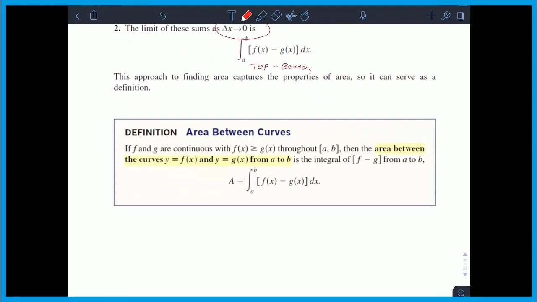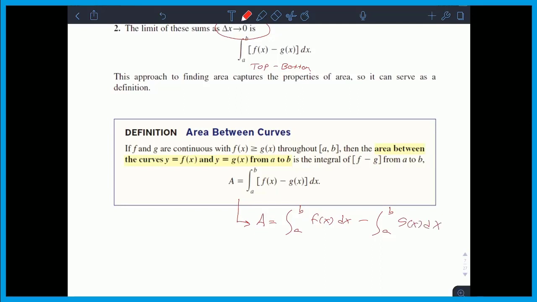So in general, the area between two curves, if f and g are continuous, with f always being larger than or equal to g, is the integral from a to b of f of x minus g of x dx. Sometimes it is easier to write this integration as the integral from a to b of f of x dx minus the integral from a to b of g of x dx, using our sum and difference rules of integration.